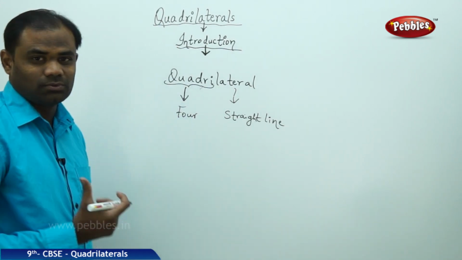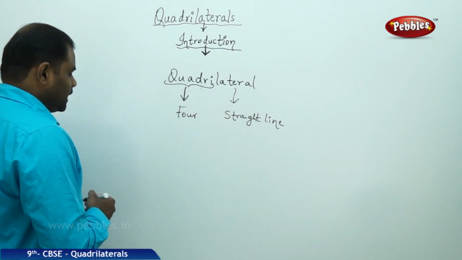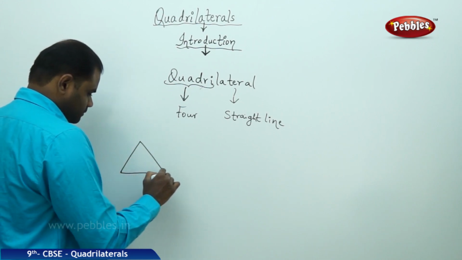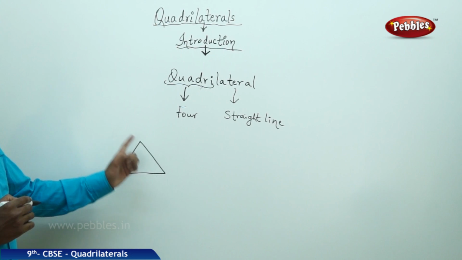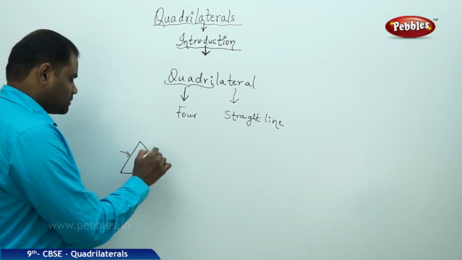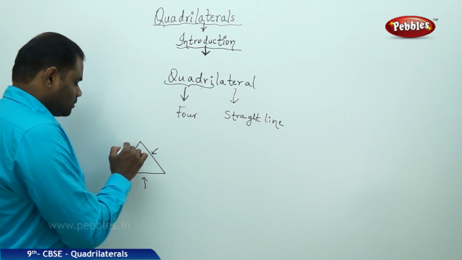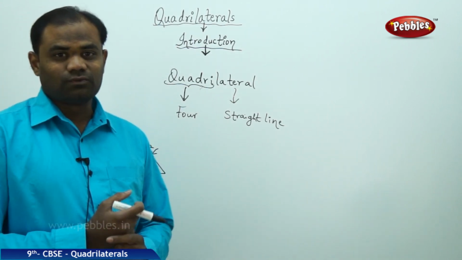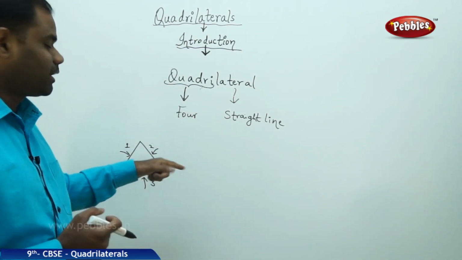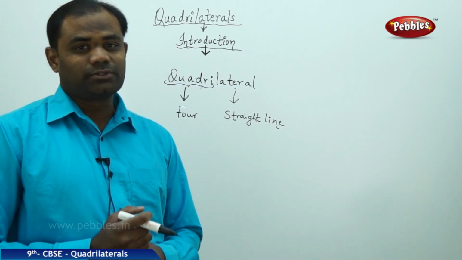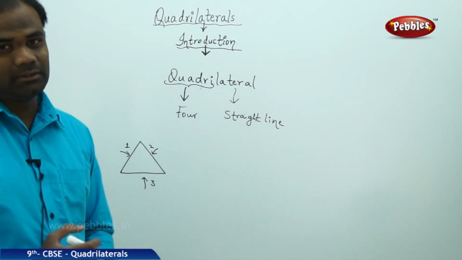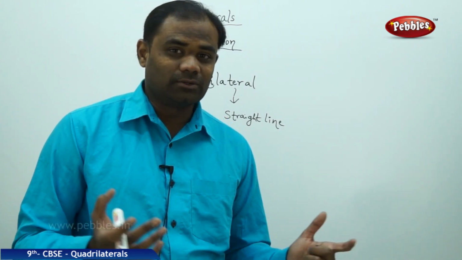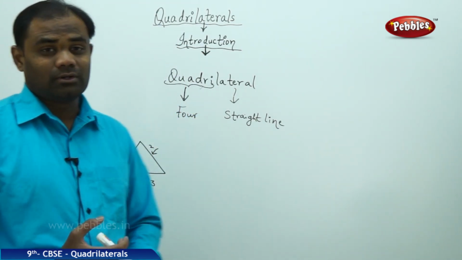Let's get back to the recap of a triangle. As we have seen, a triangle has three straight lines which are angular, and the three straight lines, line number 1, line number 2, and line number 3, join together to form a shape called a triangle. Similarly, four straight lines join together to form a closed figure in a similar manner called a quadrilateral.